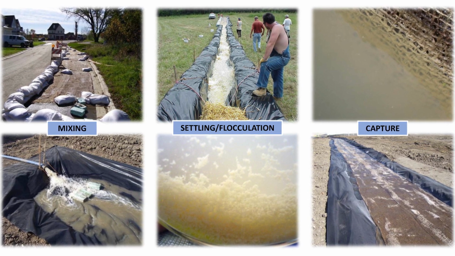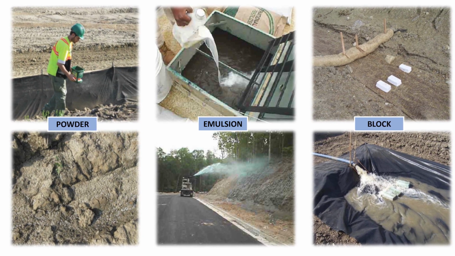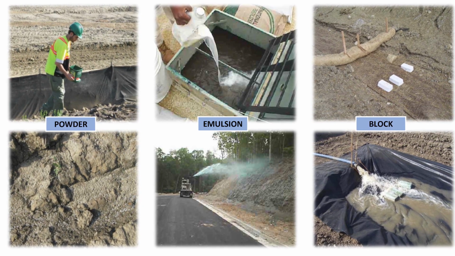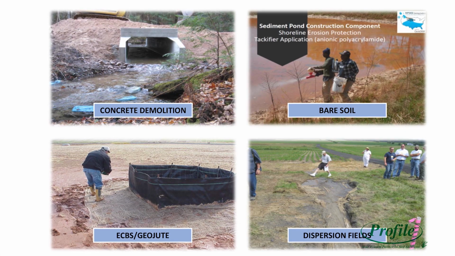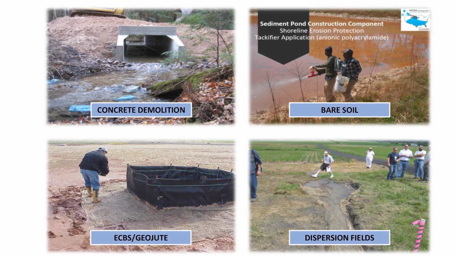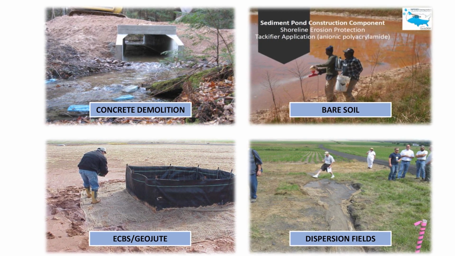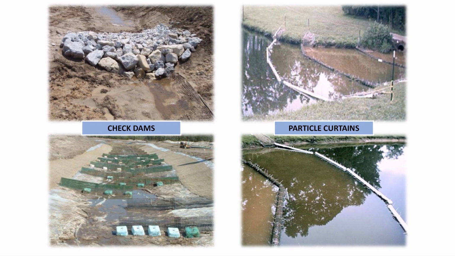Polymers are installed in the form of dry powder, a liquid emulsion, or in a block like soap on a rope. Powder and liquid polymers are applied with hydroseeding or other spraying equipment, or in cooling lubricated water for concrete or hydro demolition equipment. These installations are surface applied onto soil, concrete, erosion control matting, and geojute in dispersion fields, check dams, and upstream of particle curtains.